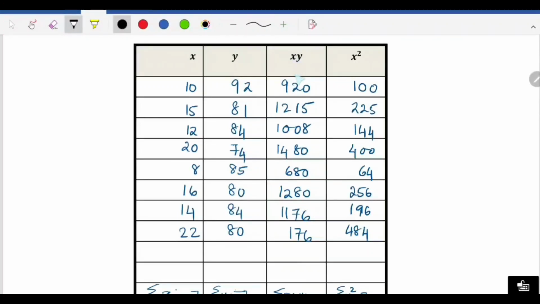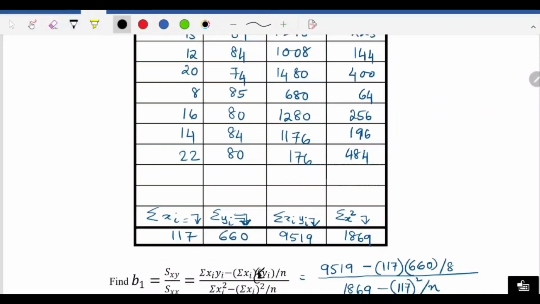And then x times y is multiply 10 times 92, 920. 15 times 81, 1215, 12 times 84, 1008, and so on. All right, and then for the last column, you just square all your x values. So 10 squared is 100, 15 squared is 225, 12 squared 144, and so on. And at the end, we have to sum all these columns here.